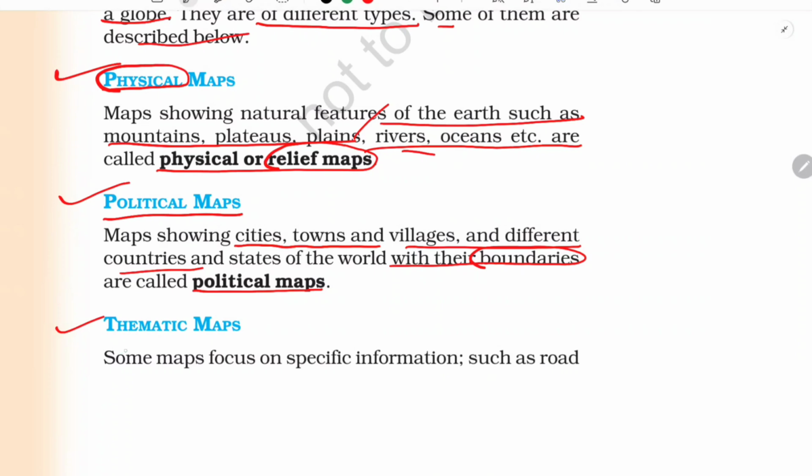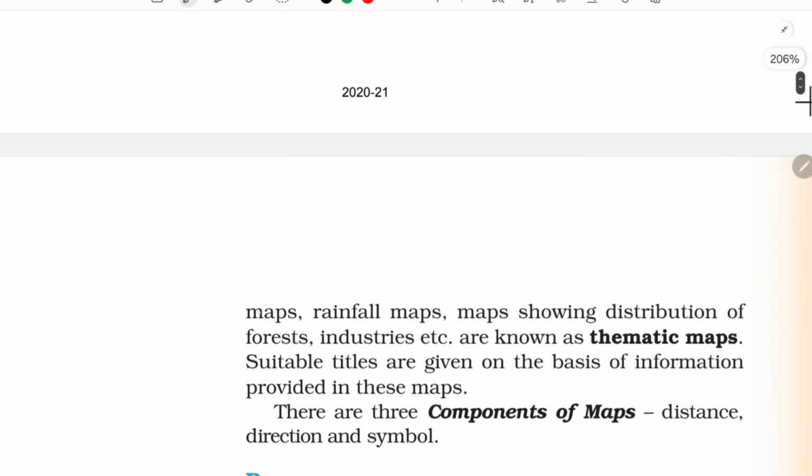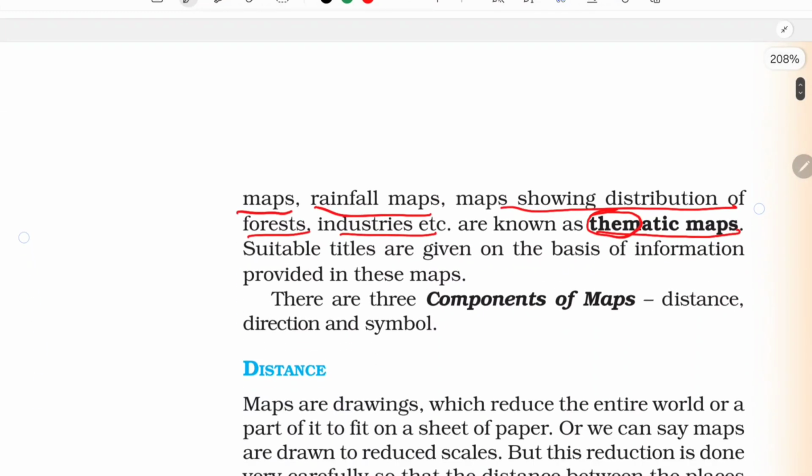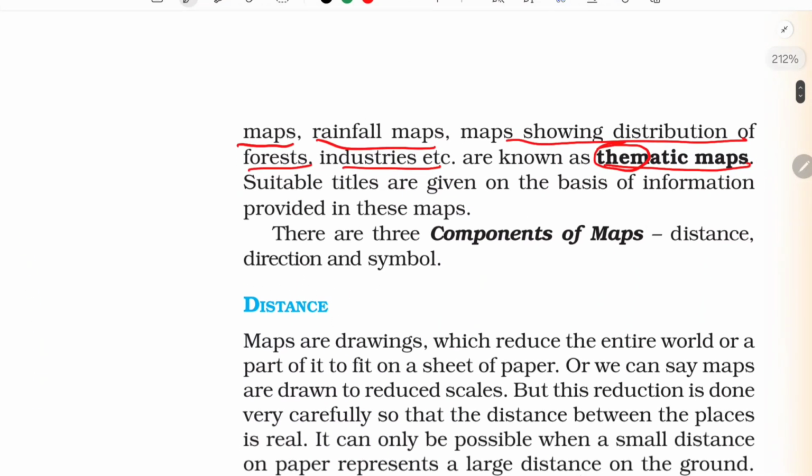And last is the thematic maps. Some maps focus on some specific information only, such as road maps or rainfall maps or maps showing distribution of forest industries, known as thematic maps. See, from thematic you can take out the theme, meaning based on some theme. For example, a road map will show an India map where only roads are represented, which type of roads are there and from where to where. And another, you can say, is a rainfall map.